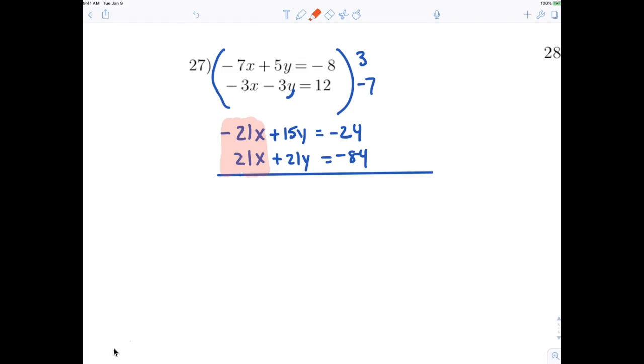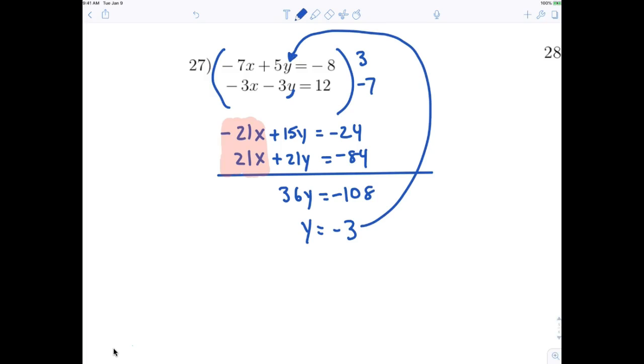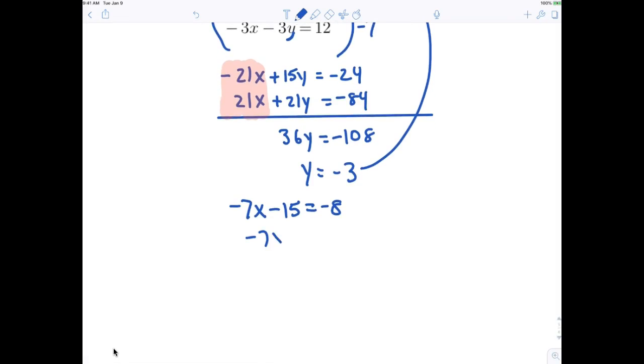So now when I add 15 and 21, I get 36y is equal to negative 108. If I divide by 36, of course, that is negative 3. Y is equal to negative 3. Now it's just a matter of plugging negative 3 in for y right there. So that gives, what is that? Negative 7x minus 15 equals negative 8. Add 15. Negative 7x equals 7. So x equals negative 1. So my answer is negative 1 comma negative 3.